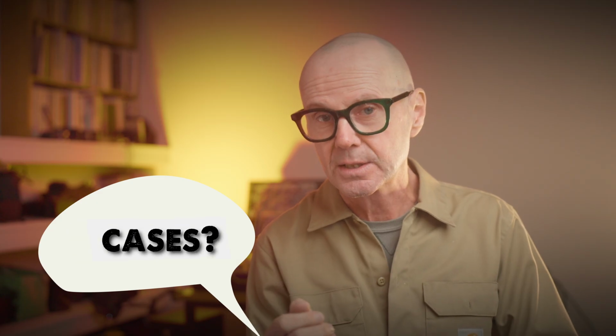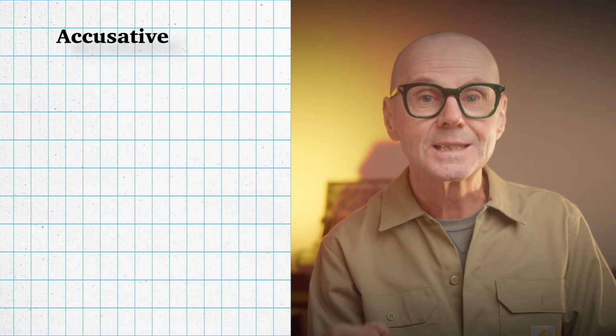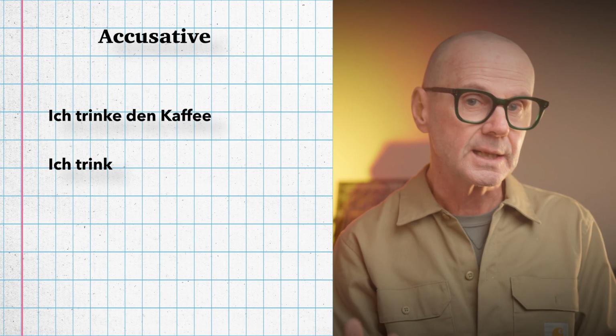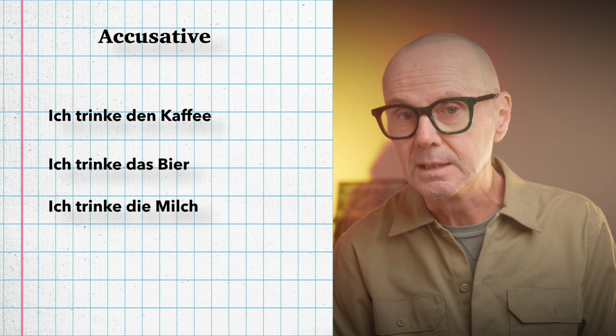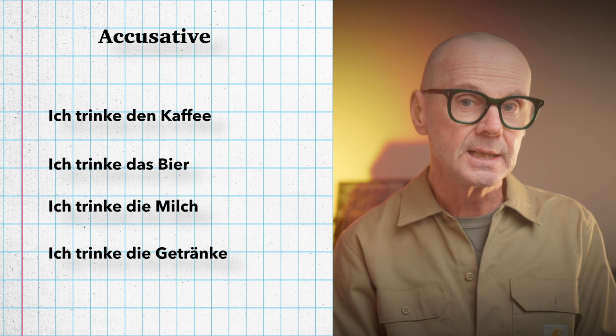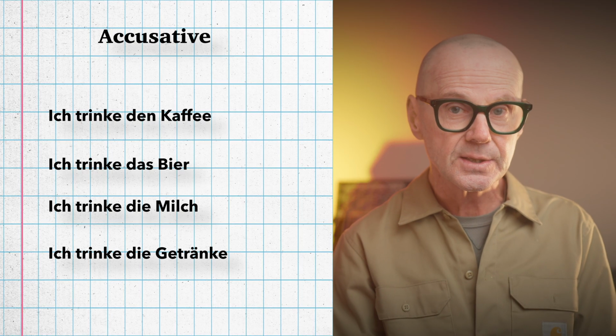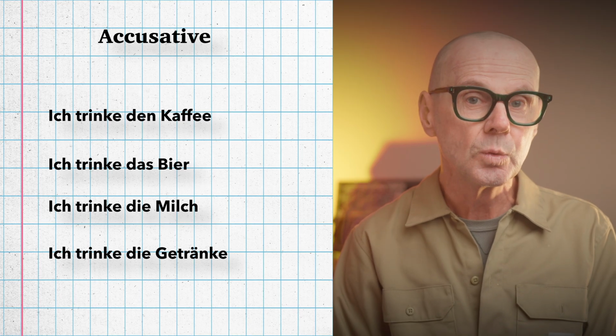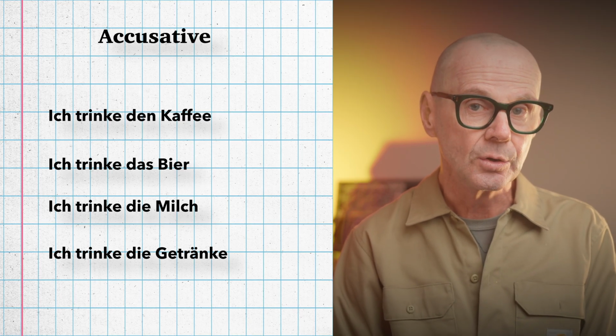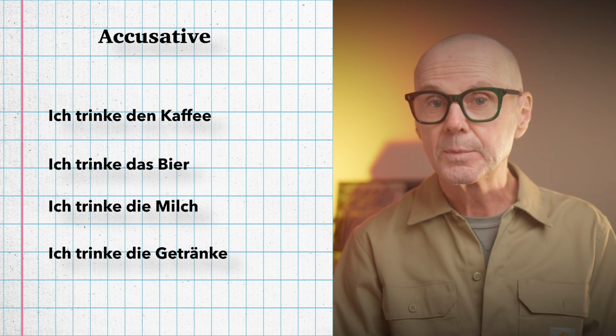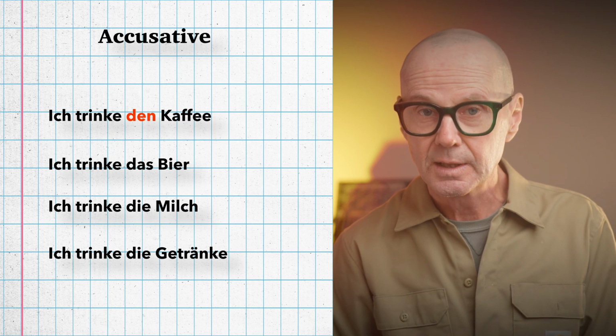But if you know your way around a German sentence, then you might be thinking, what happens in the other cases? Well, this is a good question. Let's go back to our drinks. Ich trinke den Kaffee, ich trinke das Bier, ich trinke die Milch, ich trinke die Getränke. Looking at these sentences, then again you will immediately know most of the genders from the information in the articles.